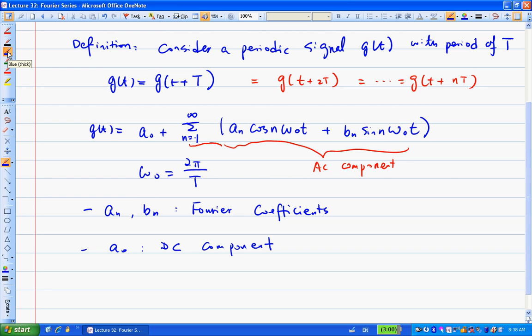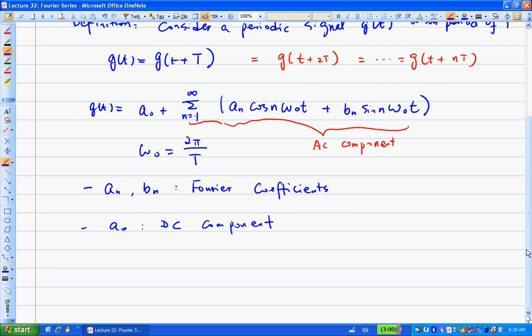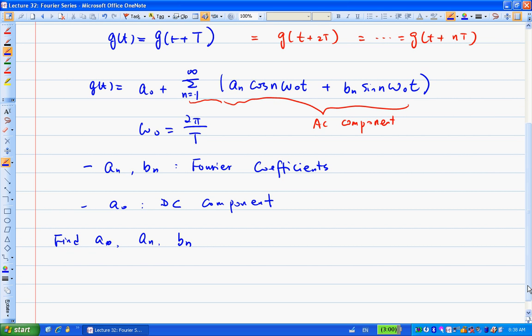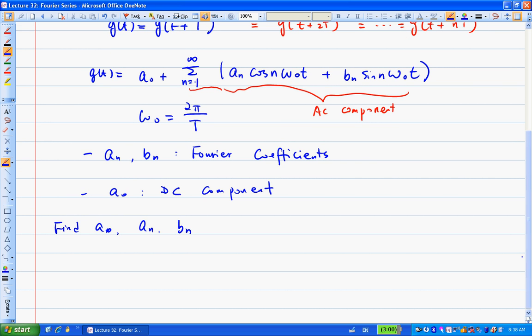But let me just give you the formula now. Let's see, what are a naught, an, and bn here? So let's say I'm trying to find a naught, an, and bn. I'll show you how to find a naught, and then you'll have a similar idea for finding an and bn. So let's say I'm going to find a naught. So what we do is this.